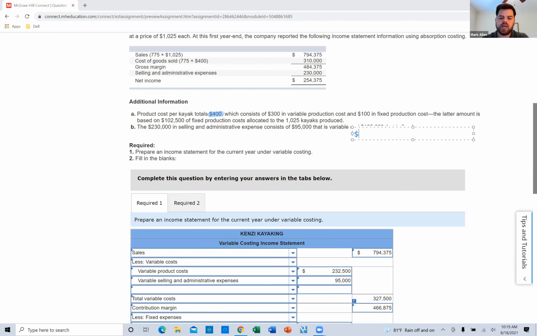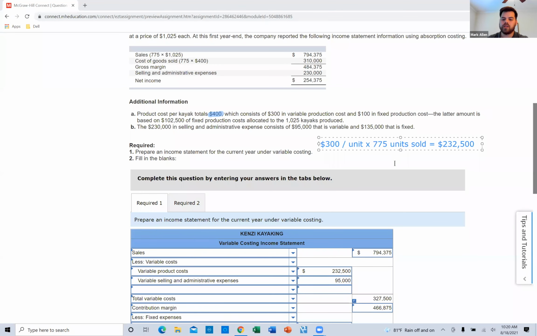Instead, what we need to do is take the $300 per unit times the number of units that we actually sold. And when I do that, this is my $232,500. So do you understand why that is, though?